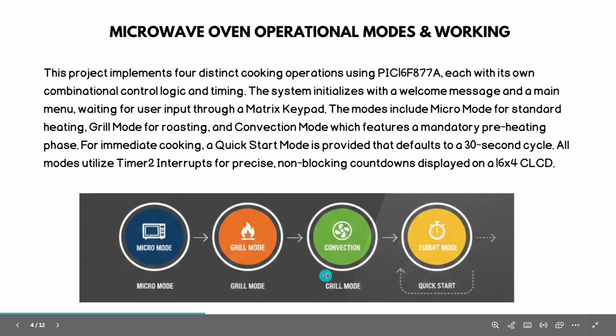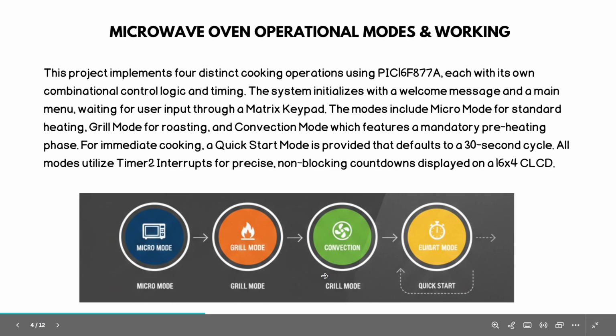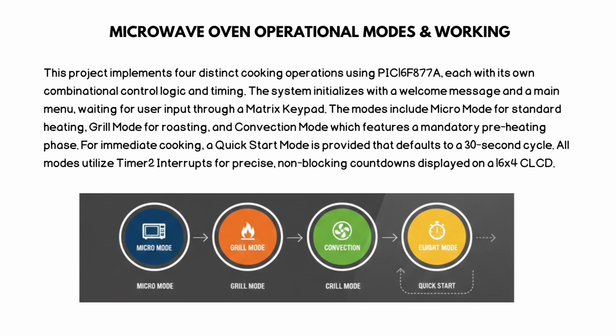The first topic: microwave oven operational modes and working. This project implements four distinct cooking operations using this microcontroller, each with its own combinational control logic and timing. The system initializes with a welcome message and a main menu, waiting for the user input through a matrix keypad. The micro oven waits for the information that is given to it.